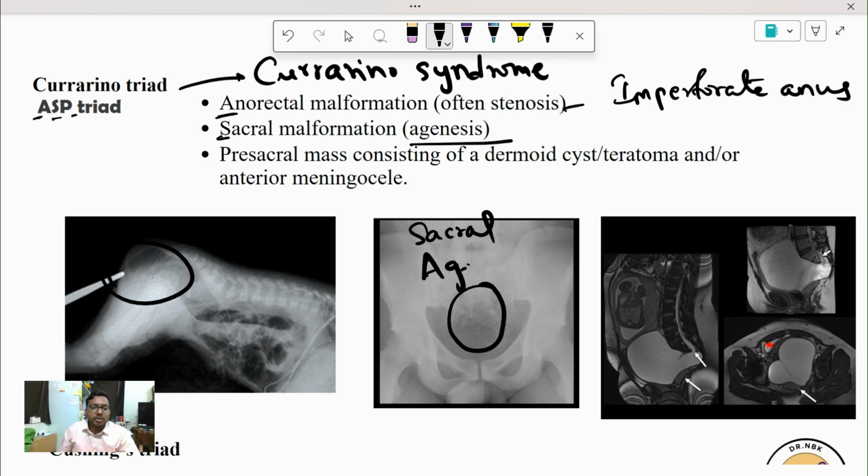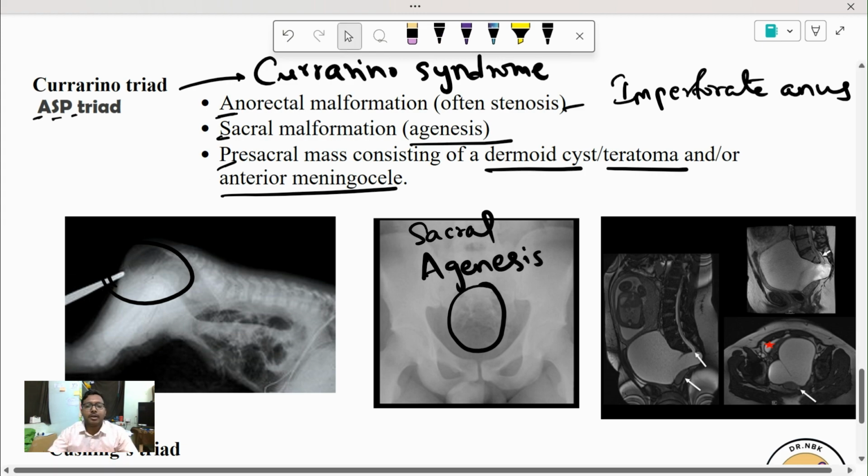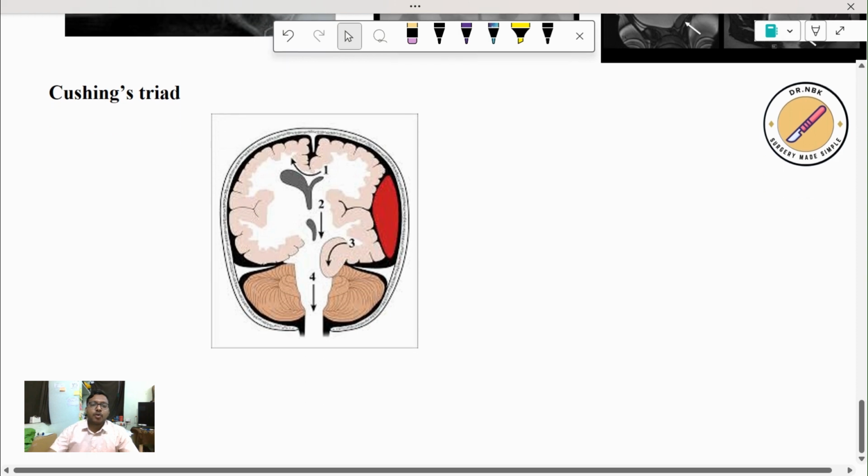Sacral agenesis. Then there will be something called presacral mass. What is that presacral mass you have here? It can be either dermoid cyst or teratoma, or it could be anterior meningocele. So these are the three important components of your Currarino triad, which is also called ASP triad. A for anorectal malformation, usually in the form of imperforate anus. S for sacral malformation. P for presacral mass. Right? Next one. Cushing's triad.